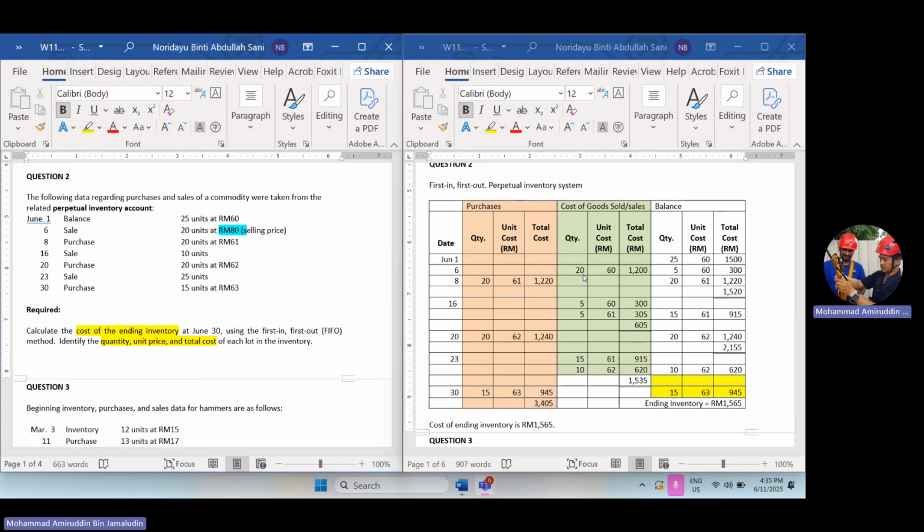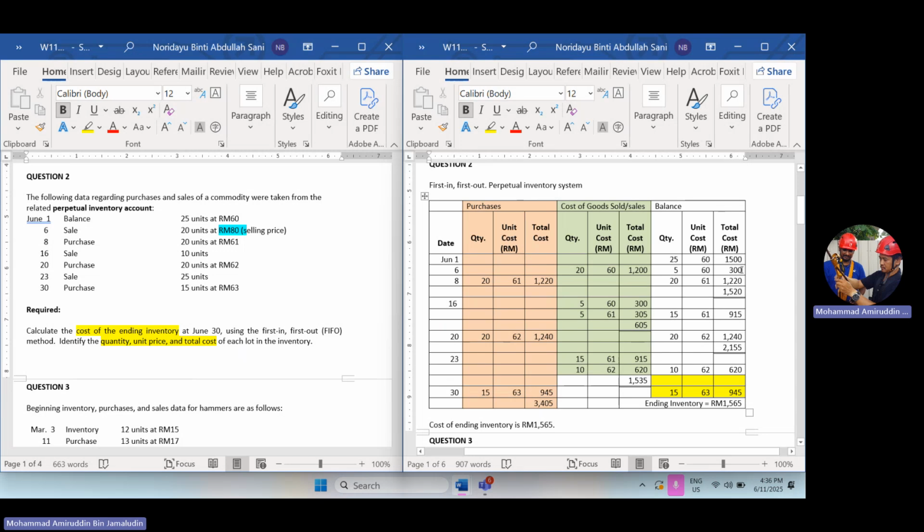So I sell 20. How much is the cost? First in, first out. This is the cost of the goods that I bought first that I need to process and produce my complete goods. Get it? So I take this 60. So 20 multiply 60, 1,200. Quantity multiply your price. So 1,200. In my stock, in my warehouse, 25 units. I already sold 20. How many units left? 5. How much is the cost? Of course, this one, right? Because I just used 20, I still have the 5. 5 multiply 60, 300.